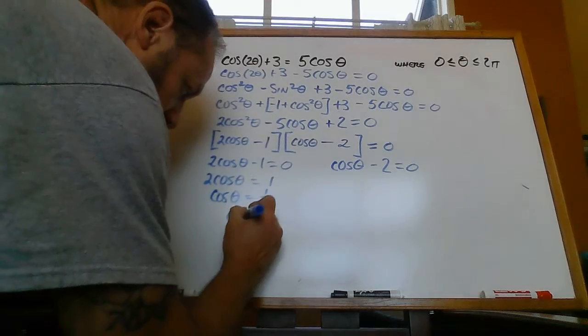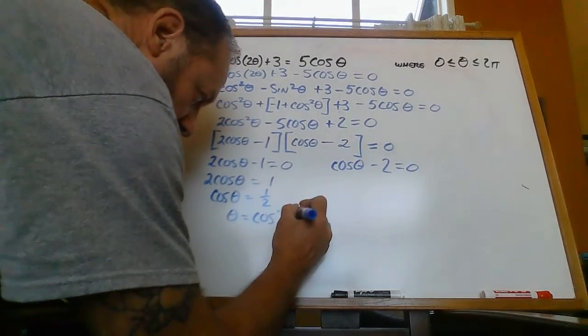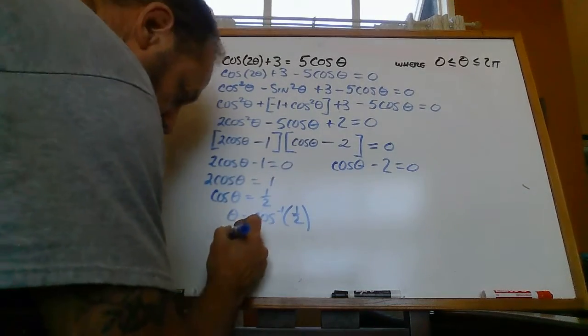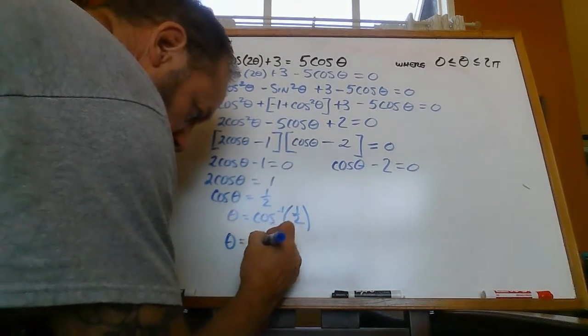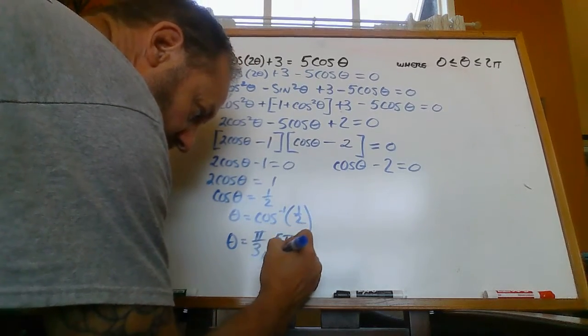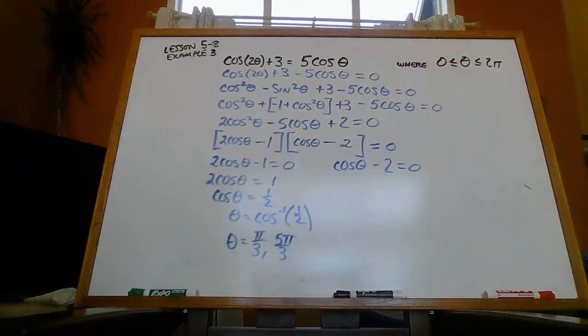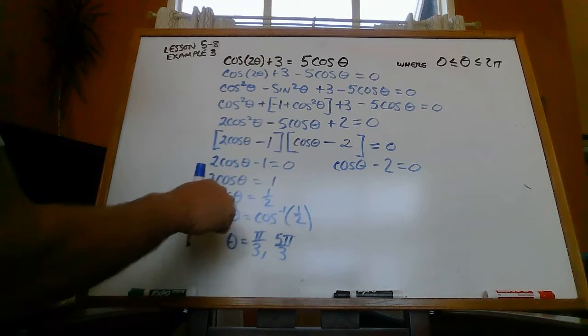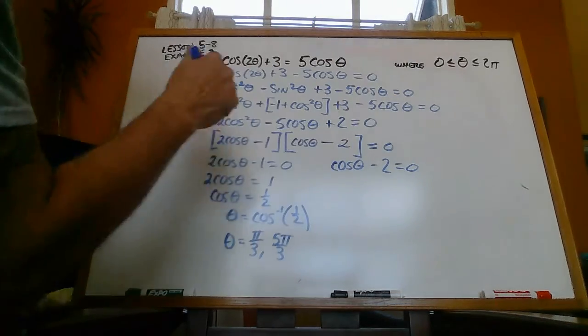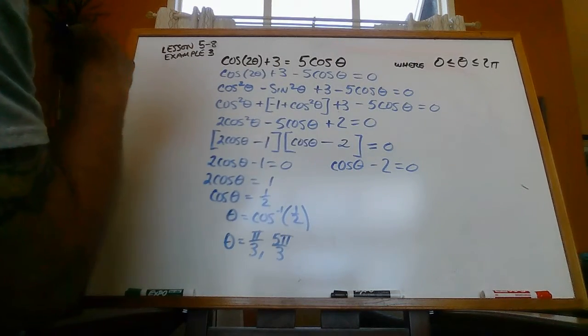And then I'm going to arc cosine both sides. And I end up with pi over 3 and 5 pi over 3 from this problem. I don't have to worry about any additional solutions from this one because there was no period change here. And we're staying within the 0 to 2 pi range for this one.